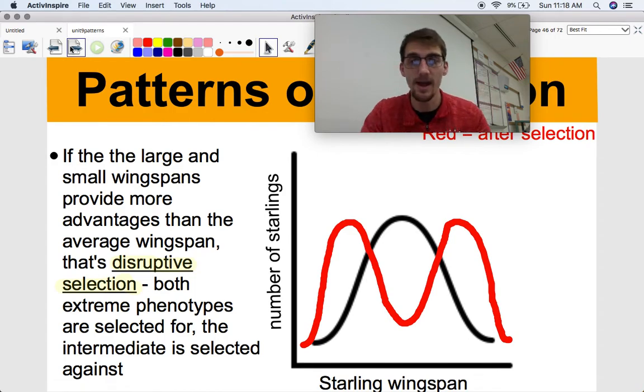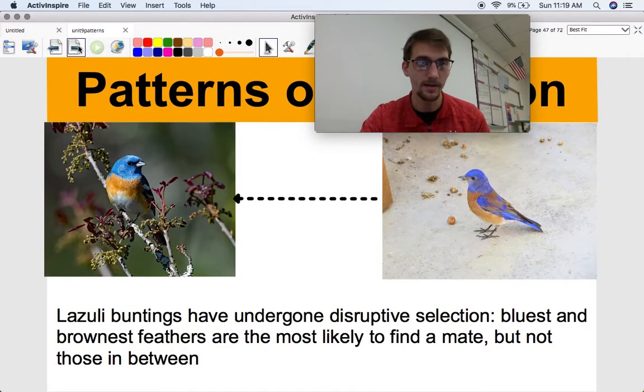And this is what this graph is going to look like as a result. Both extreme phenotypes, meaning the far left and the far right of our graph, are going to be selected for, and the intermediate is selected against. And this is what our graph ends up looking like. The black line is the original, and the red line is the new population after natural selection has occurred. And this is what it's kind of going to look like, right? There's fewer individuals right in the middle because that's selected against. You want to have little wings or you want to have big wings if you're a starling in this scenario.